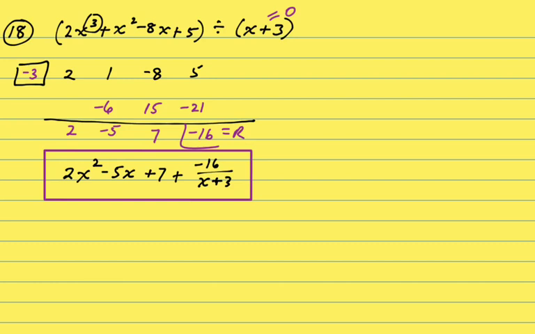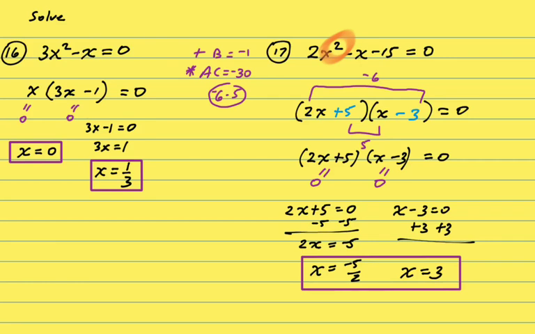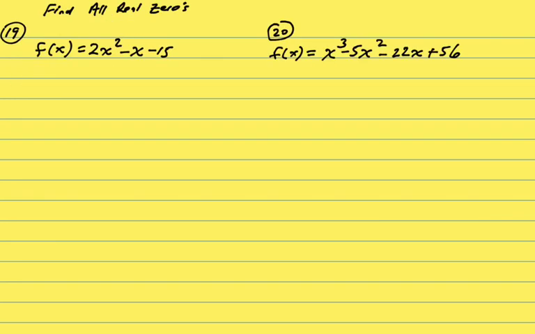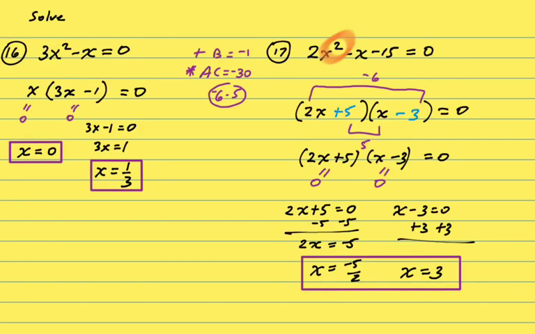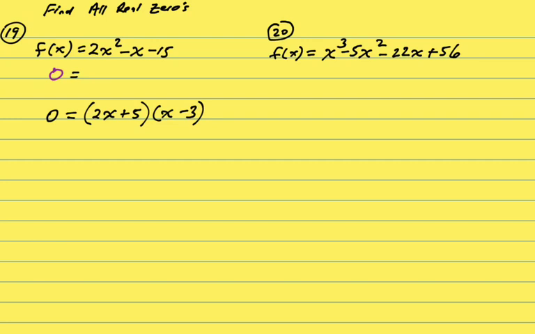Okay, I think I may even mention during the test that 17 and 19 are basically the same. You want to find the zeros. So you've got to make this equal 0, and this is going to factor. So I need to see how this factors. I believe it factors into 2x plus 5 and x minus 3. Is that what I got on 17? 2x plus 5, x minus 3. I'm pretty sure that's how it would factor. Let's make sure.